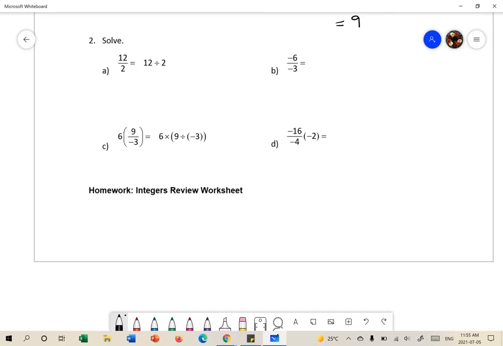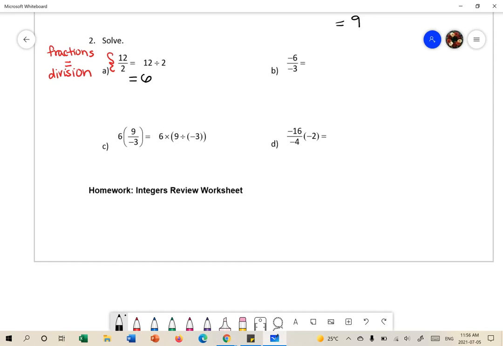One thing that we need to remember is that fractions represent division. When we see a fraction, we're actually taking the numerator and dividing it by its denominator, 12 divided by 2. So it's written in fraction form here for you, as well as using the division sign. So 12 over 2 is the same thing as 12 divided by 2, which is equal to 6.